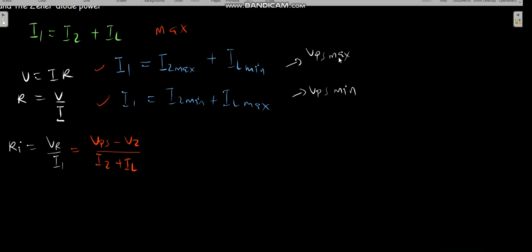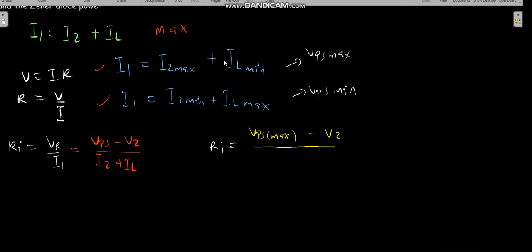So you know that when the voltage from the power supply is maximum, our I becomes this, and when the voltage from the power supply is minimum, this becomes the value of our I. So now let's rewrite this formula. In this case you want to find the value of Ri, but the voltage from the power supply is maximum, so Ri will be equal to VPS max minus VZ.